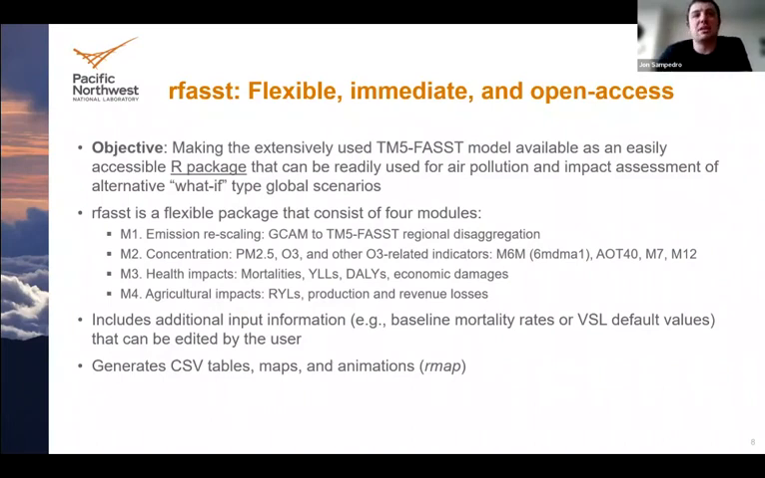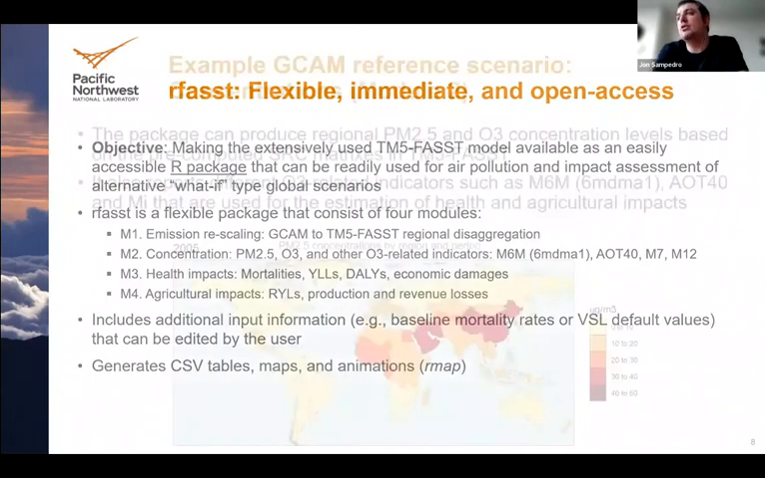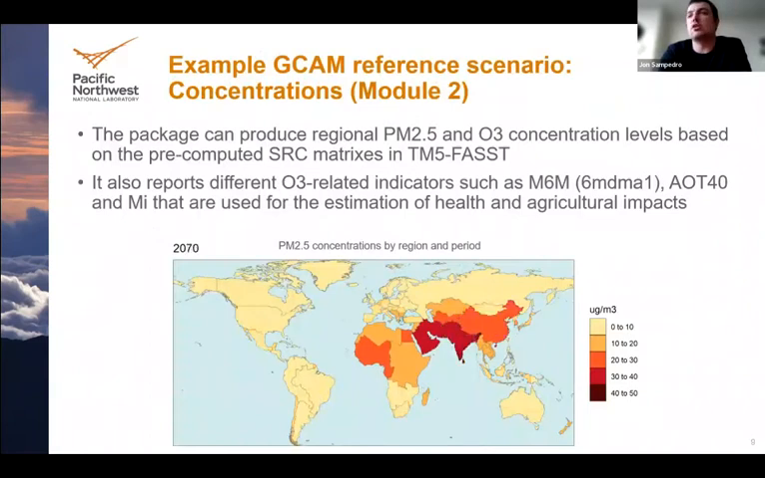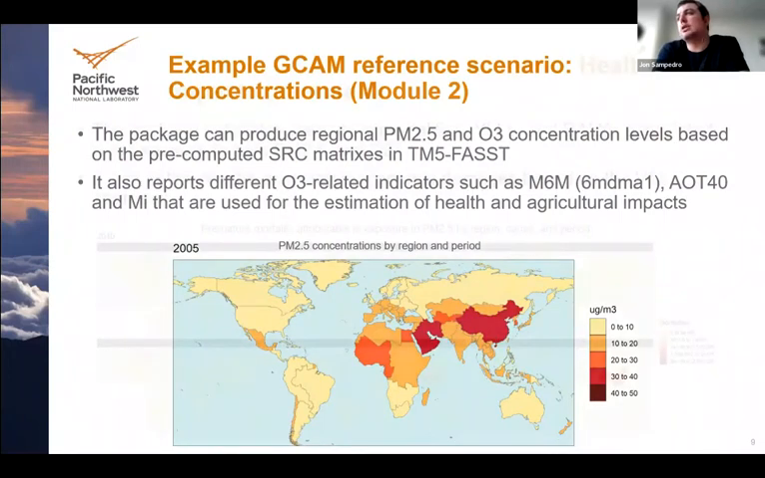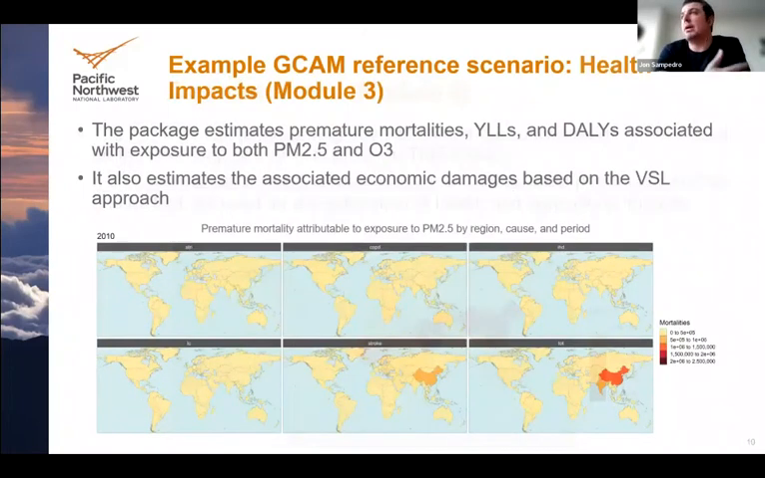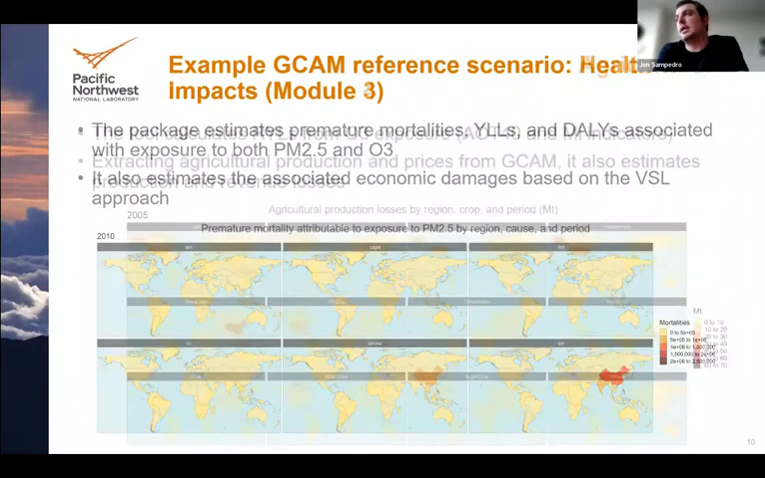So in these 2 minutes, I will show some examples for a GCAM baseline scenario with no climate policy. Here you have an animation for estimating PM2.5 concentrations for different regions and periods. This is the output of the second module. Then we can also see an example for premature mortalities attributable to PM2.5 exposure for different regions, causes and periods. But again, we can calculate years of life lost, dailies attributable to PM2.5, ozone, and also all of the associated economic damages. And finally, here an example for the agricultural production losses by region, crop, and period, right?